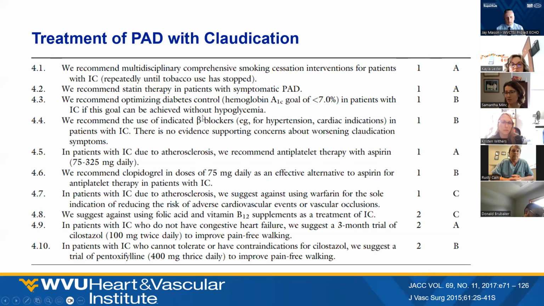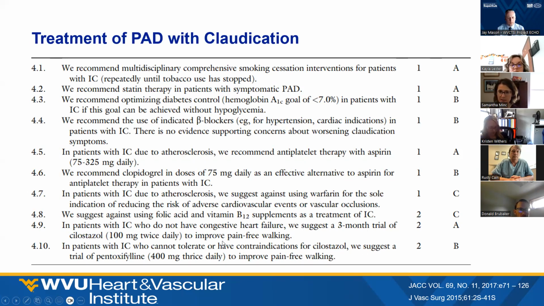And then there's a lot of other recommendations here for patients with claudication. The main things are quit smoking, statins, take care of your diabetes, take care of the blood pressure. Again, just antiplatelets. They recommend don't do warfarin, don't do a blood thinner for it. I know there is now new literature for DOAC, so that's a whole other talk. Don't use folic acid, vitamin B12. They don't recommend that. They do recommend a 3-month trial of cilostazol.